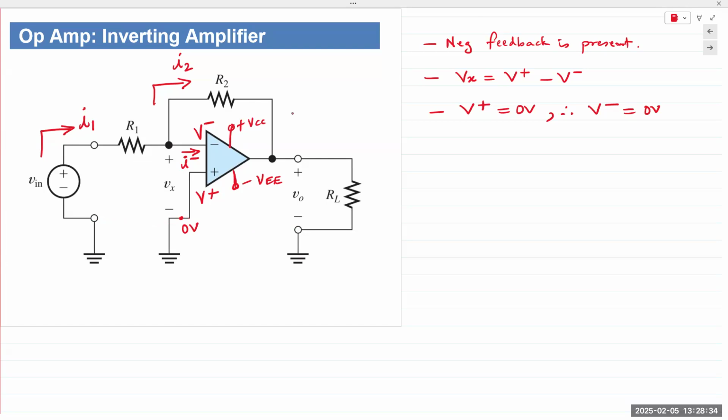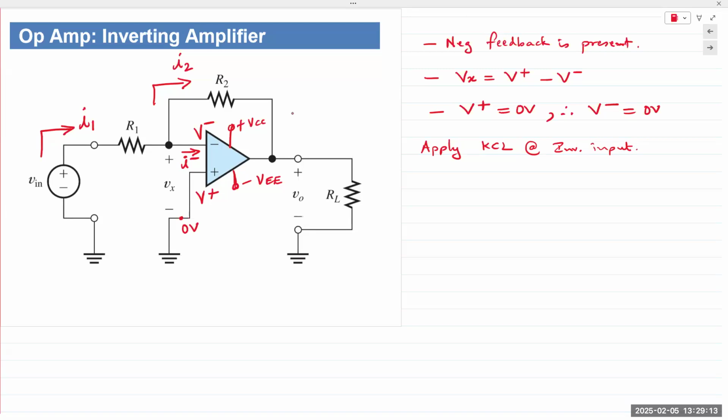So this is an inverting amplifier, right? The defining quality of an amplifier is that there is a gain equation for the voltage. So we need to find the ratio of V out to V in, the output voltage to V in. So begin by applying KCL at the inverting input.